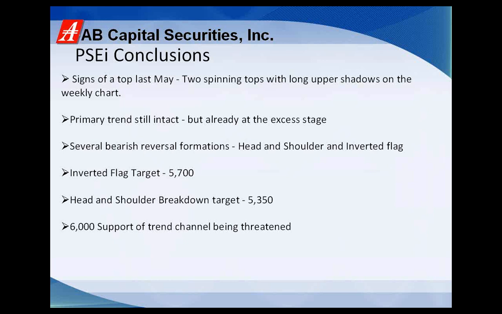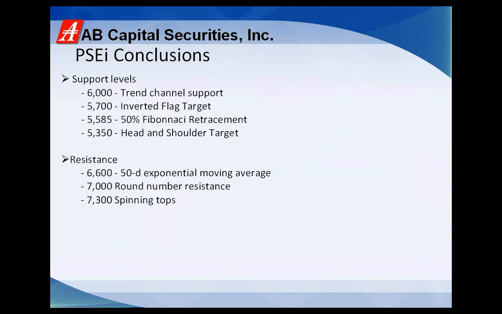Now, in terms of reversal and continuation patterns, we managed to detect two patterns. One is a reversal pattern, the head and shoulder reversal, and the other is a continuation pattern within a secondary trend called the inverted flag formation. And the targets, as I mentioned, are 5,350 and 5,700. But I think the first support level that we need to break would be the 6,000 support of the trend channel, which is also the Fibonacci retracement of the PSEi. So these are the support and resistance levels for the market and their respective explanations.